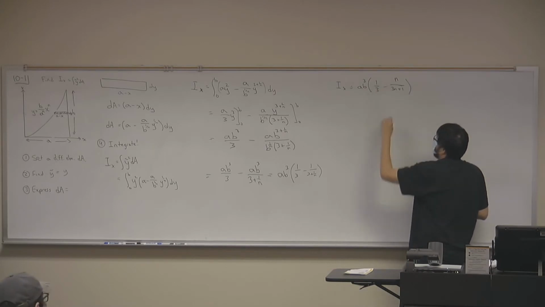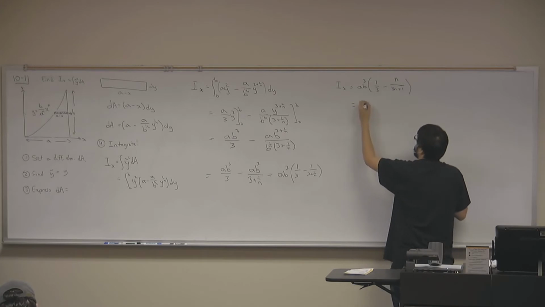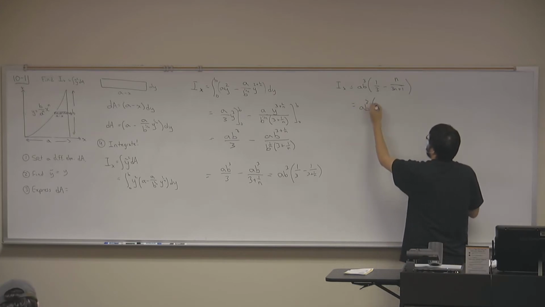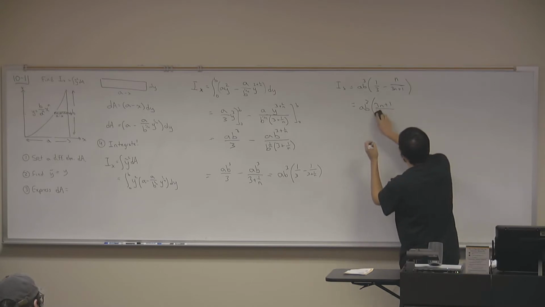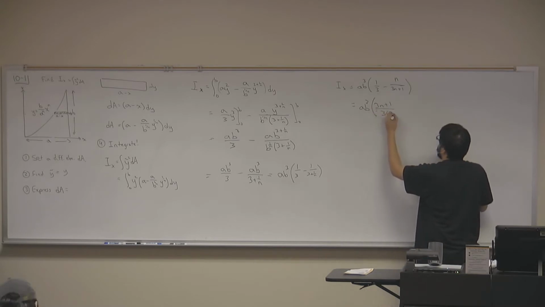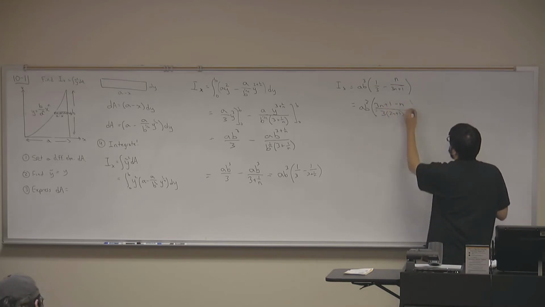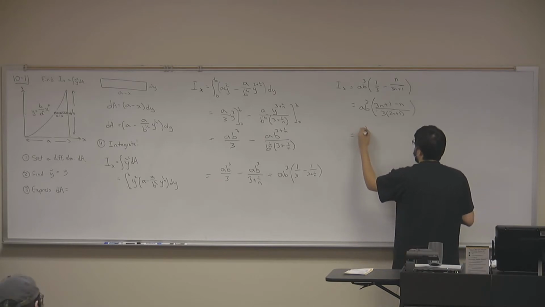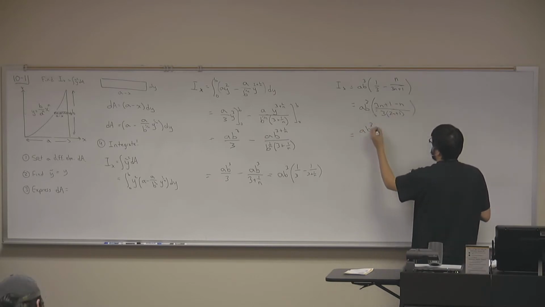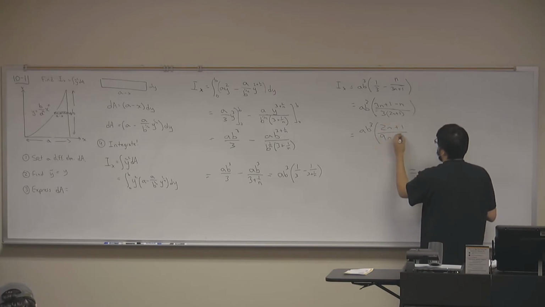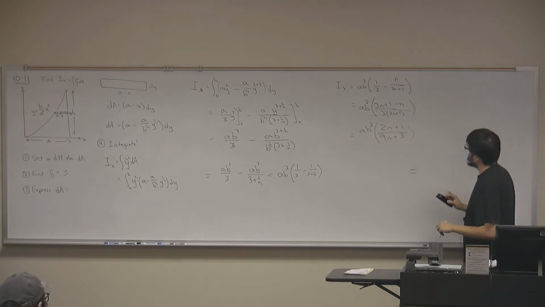There we go. And now I can multiply this by 3n plus 1, 3n plus 1. So this will be a b cubed, 3n plus 1 over 3 times 3n plus 1 minus n. a b cubed, 3n minus n is 2n. So 2n plus 1 over 9n plus 3. Where did you subtract 3n?